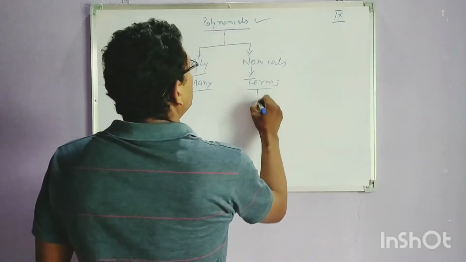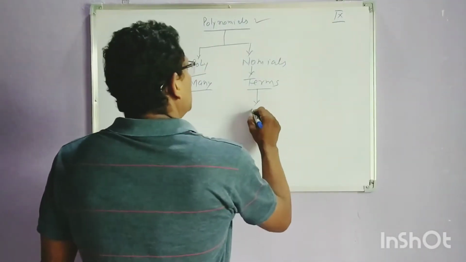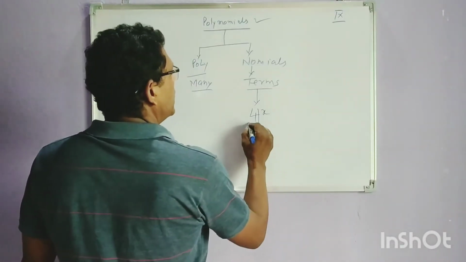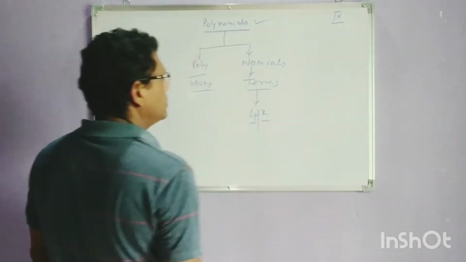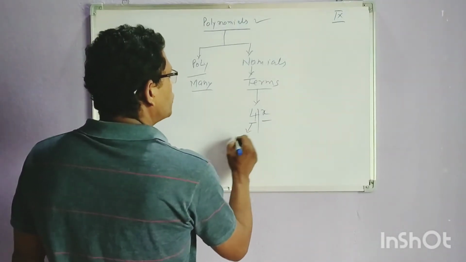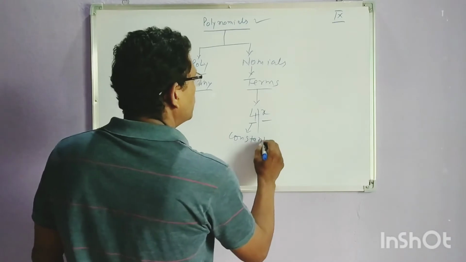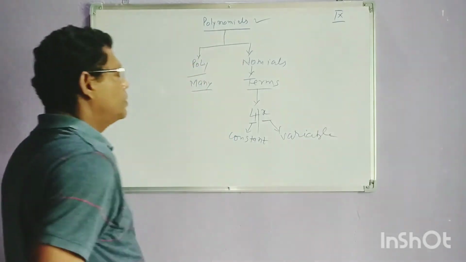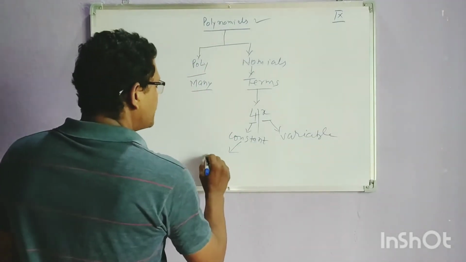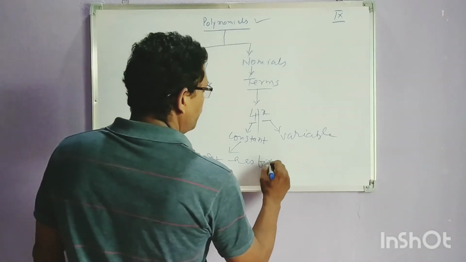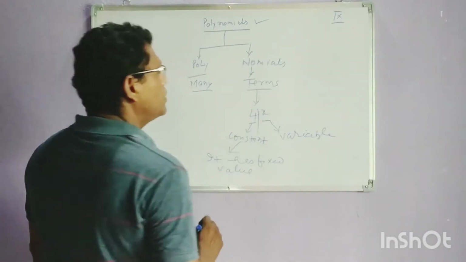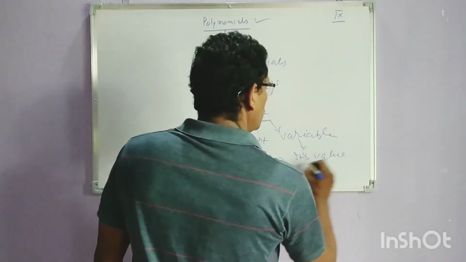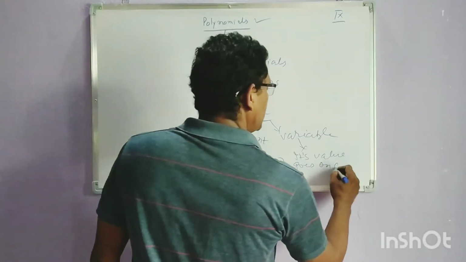Now, come to terms. Suppose 4x is a term. It has two parts. One is 4 and the other is x. So 4 is called constant and x is called variable. Now constant has a fixed value. And variable, its value goes on changing.